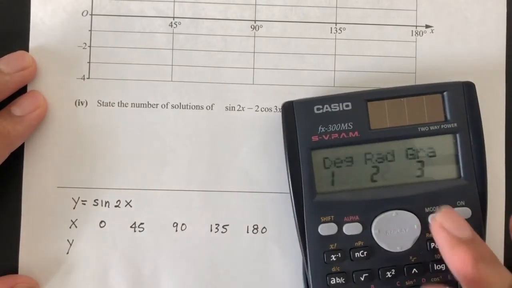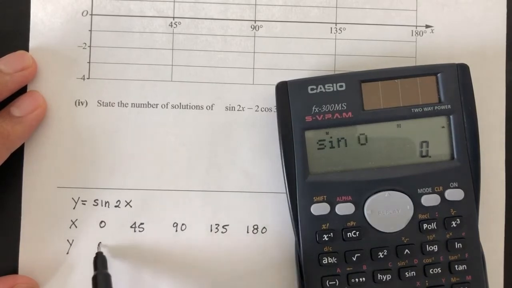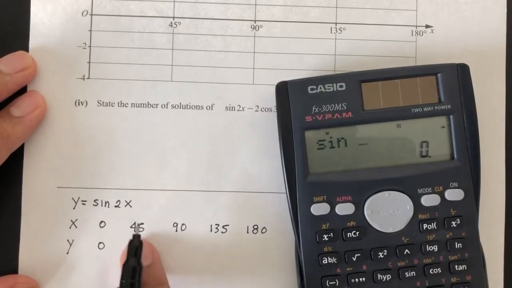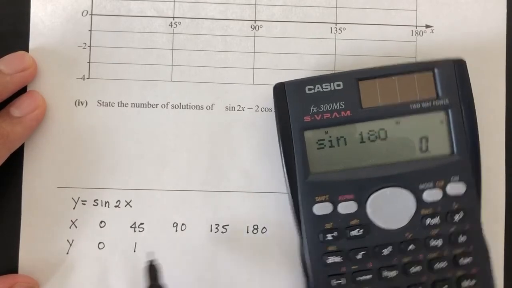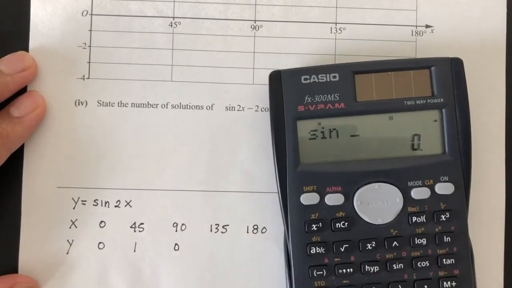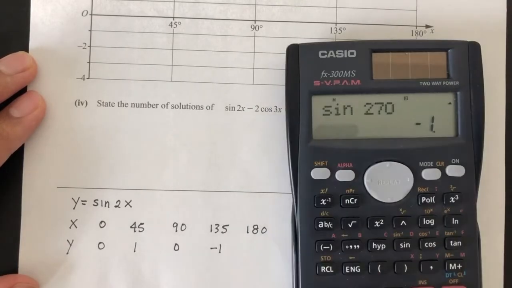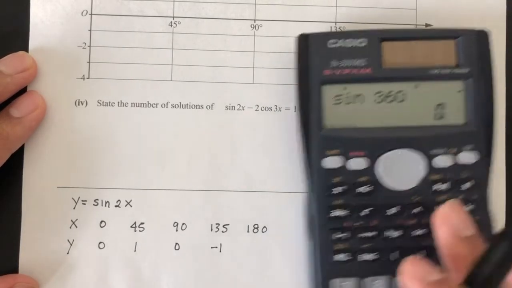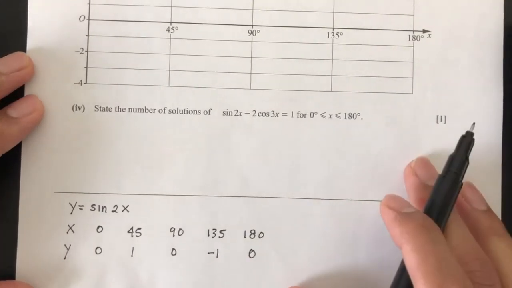So let's put that in degrees. So sine 2 times 0 is 0. That will be 0. Sine 2 times 45 is sine 90. That will be 1. Sine 2 times 90, that will be sine 180. That should be 0. Sine 2 times 135, that is sine of 270. That should be minus 1. And sine of 2 times 180, that will be sine of 360. That should be 0.